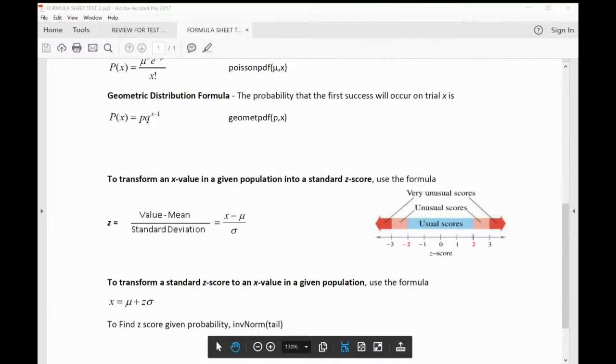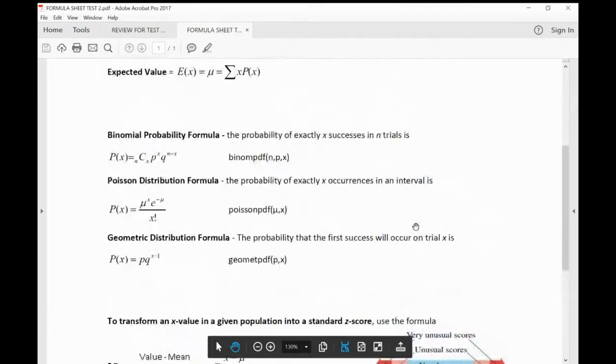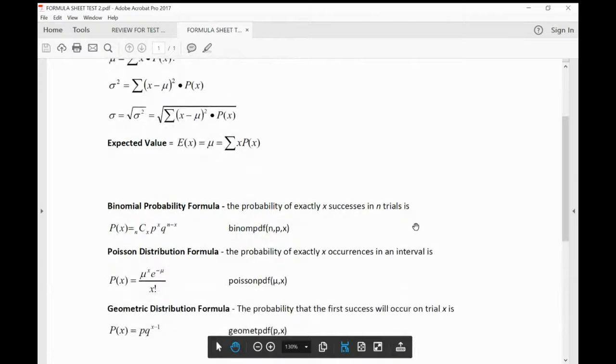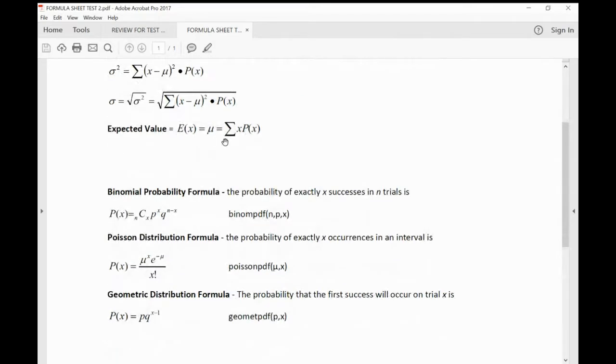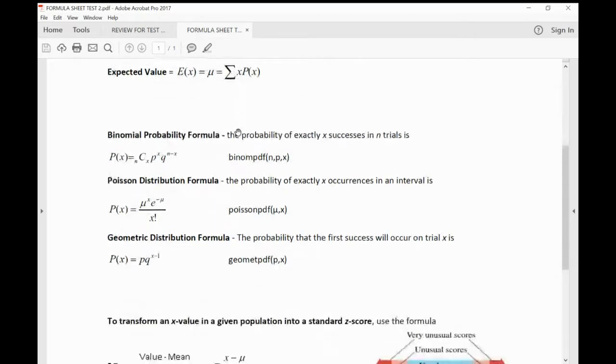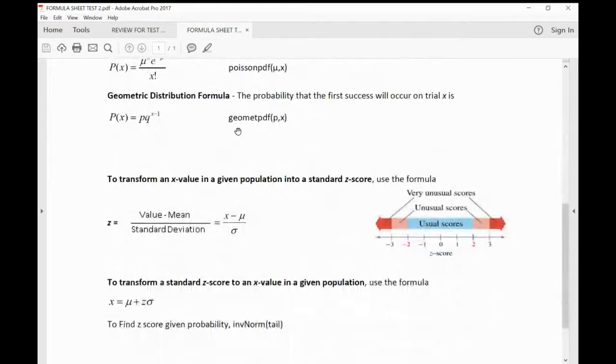So what I'm sharing with you guys here is the formula sheet. This is a formula sheet that you're going to be able to use for the test. Again, guys, remember the little symbol mu is our mean. This is our variance, our standard deviation. I didn't put any expected values on there, but I just left the formula on there.